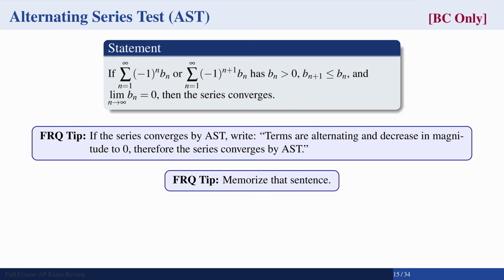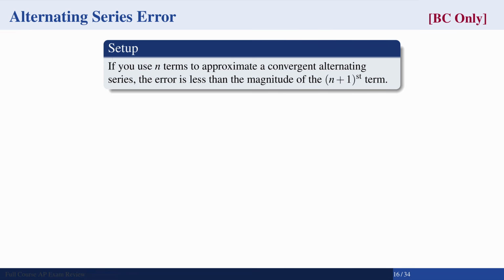Memorize that sentence. The terms are alternating, decrease in magnitude to 0, therefore the series converges by AST. Alternating series error is definitely something that you will be asked about. It frequently shows up on the released free response questions, so we definitely know it's on the exam.